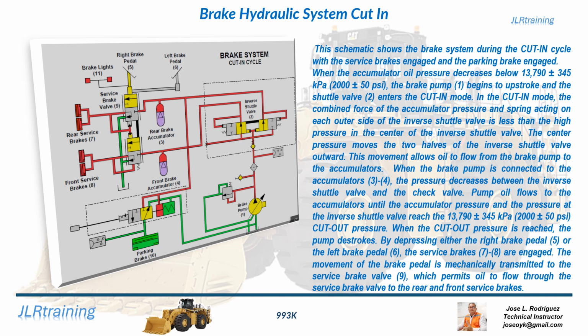When the brake pump is connected to the accumulators, 3, 4, the pressure decreases between the inverse shuttle valve and the check valve. Pump oil flows to the accumulators until the accumulator pressure and the pressure at the inverse shuttle valve reach the 13,790 ± 345 kilopascals, 2,000 ± 50 psi, cutout pressure. When the cutout pressure is reached, the pump destrokes.